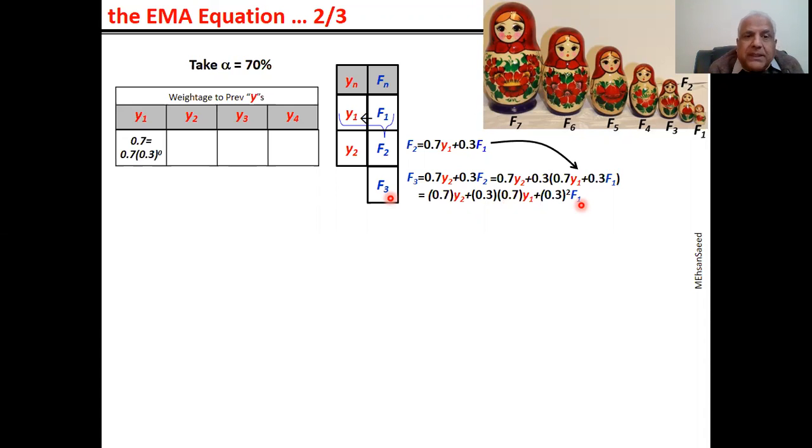Now, if we transfer these weightages to the same table, the weightage given to Y2 is 0.7. Again, it is 0.7, so we will write it like this. And what is the weightage given to Y1 now? 0.3 multiplied by 0.7. So here we are.